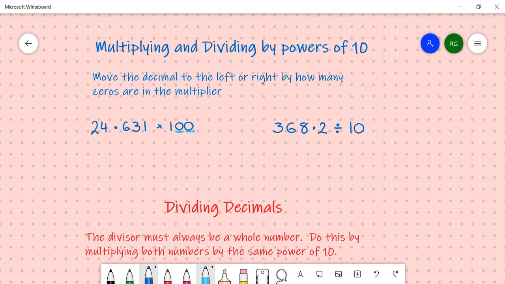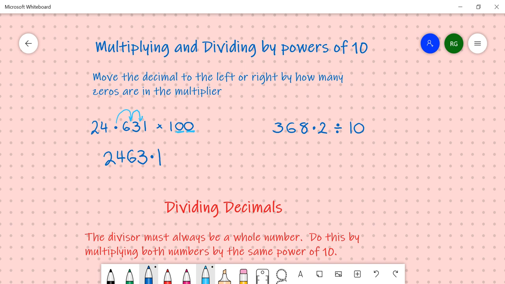If I have 24 and I multiply it by 100, the number's getting bigger. It's going to be around 2,400. So I'm going to move it to the right 2 places. 1, 2. My new answer then is 2,463.1, because I've moved that decimal place to the right 2 positions.